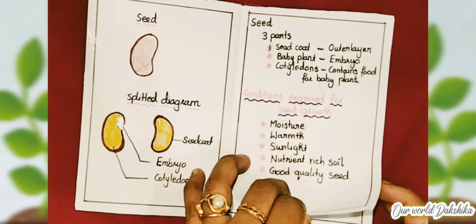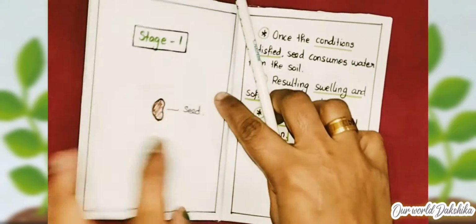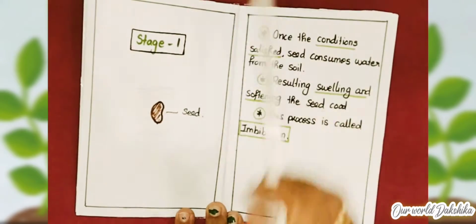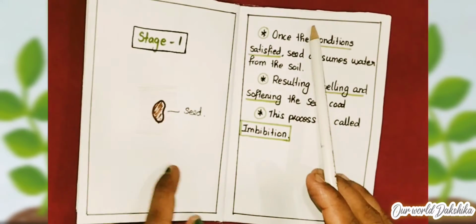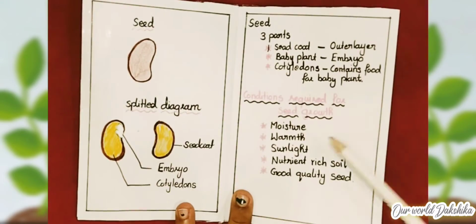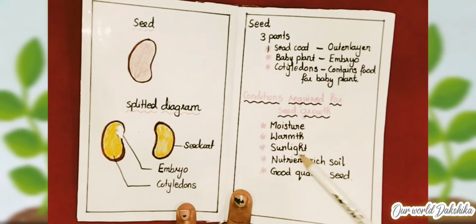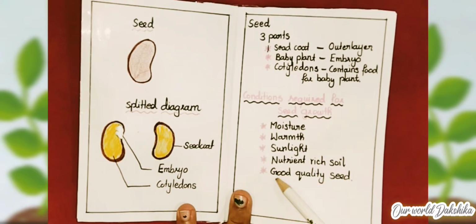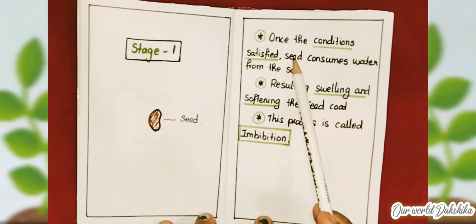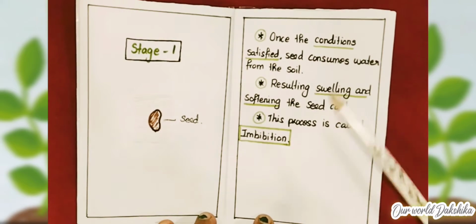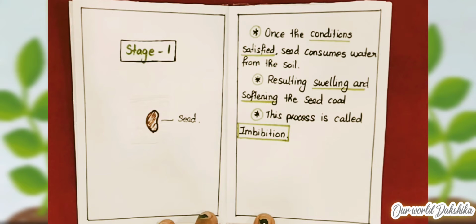Now we see the various stages in seed germination. This is the first stage. This is the seed. Once the conditions are satisfied, moisture, warmth, sunlight, nutrient-rich soil and good quality seed, the seed consumes water from the soil, resulting in swelling and softening of the seed coat.